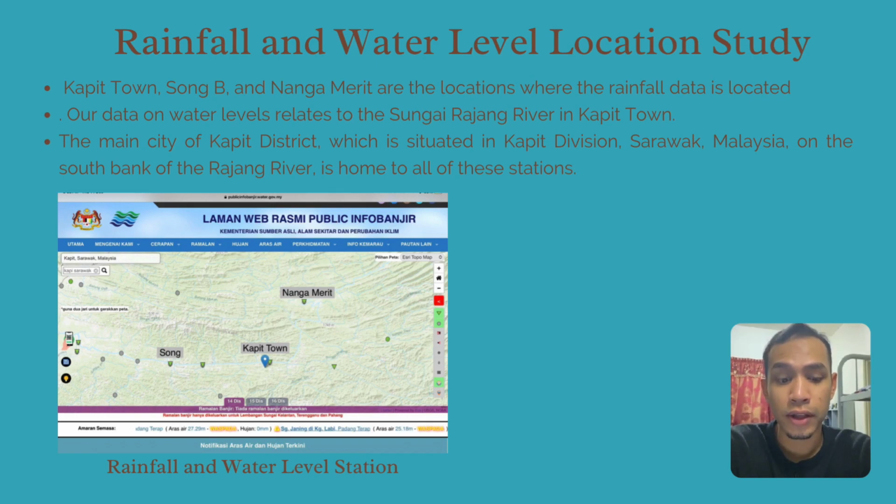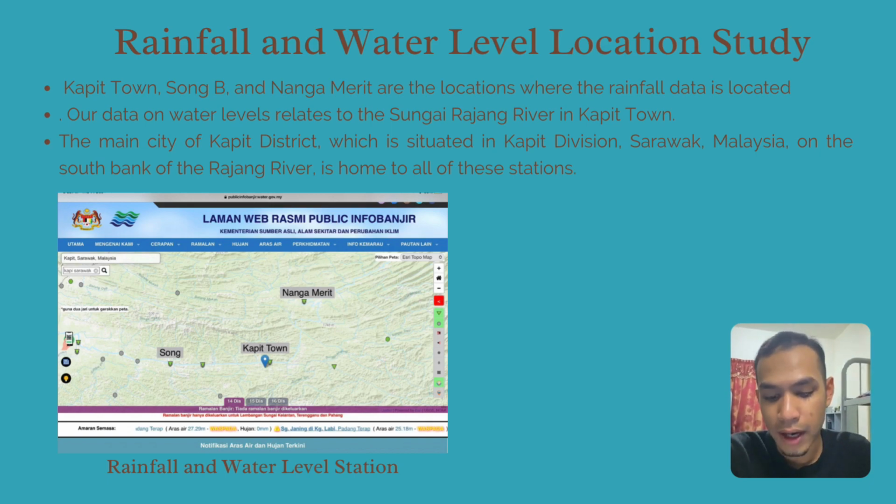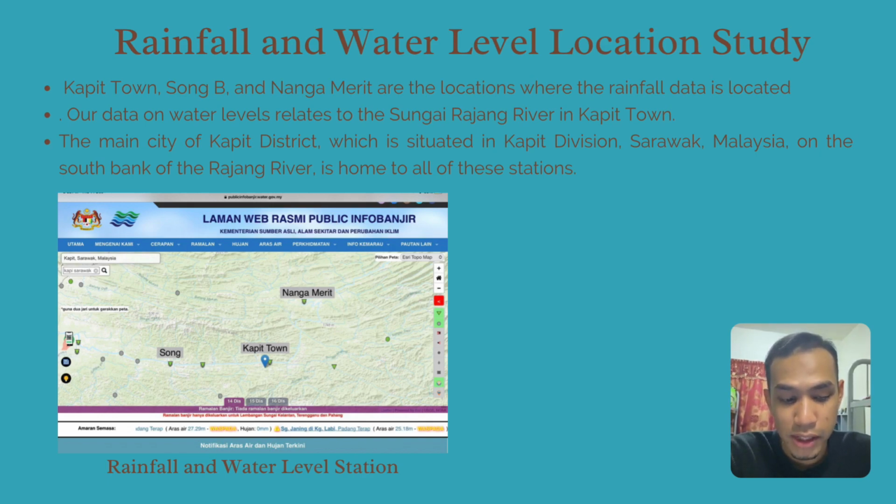Rainfall and water level location study. Kapit Town, Songbi and Nanga Meri are the locations where the rainfall data is collected. Our data on water level relates to the Sungai Rajang River in Kapit Town, the main city of Kapit district, which is situated in Kapit Division, Sarawak, Malaysia, on the south bank of the Rajang River, home to all of these stations. This figure shows the rainfall and water level stations. First is Songbi, second is Kapit Town, and third is Nanga Meri.